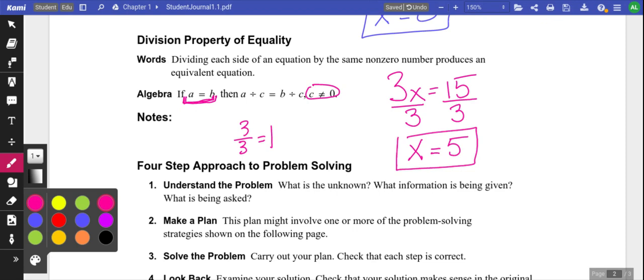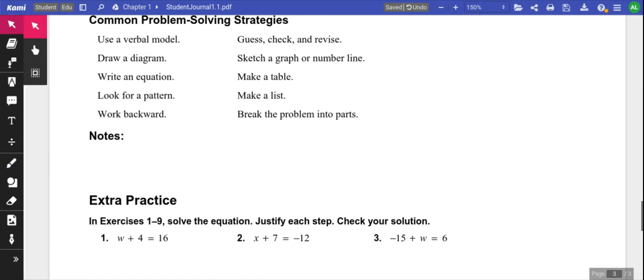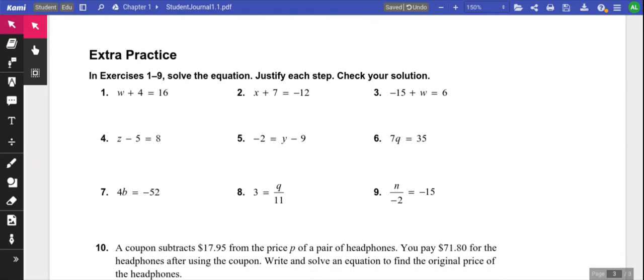Go ahead, if you want, and go through some of these extra practice problems to make sure you've got this down. Otherwise, go ahead and get started on your assignment. You can either look at the PDF that I posted or go into Big Ideas and use the textbook. Either way, you can get started, and I'll see you guys tomorrow.